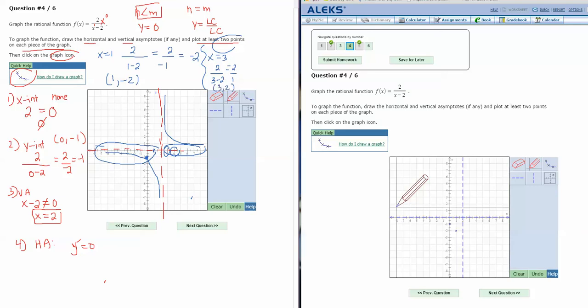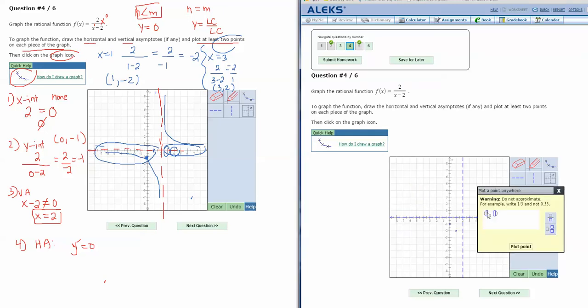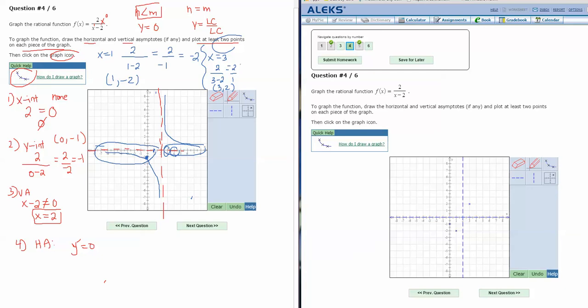I want to remind you that you can always pick this quadrant icon here to directly type in the numbers for the ordered pair if you don't like clicking and plotting. And then it will plot the point for you. Okay, so I have one more that I need to plot, and it's x equals 4. So I get 2 divided by 4 minus 2, which is 2 divided by 2, or 1. So that final ordered pair I'm going to plot is at 4, 1.